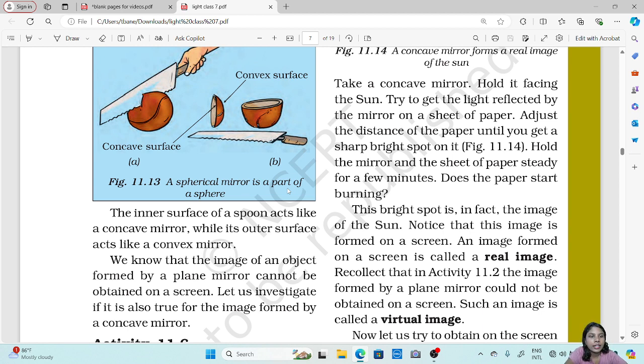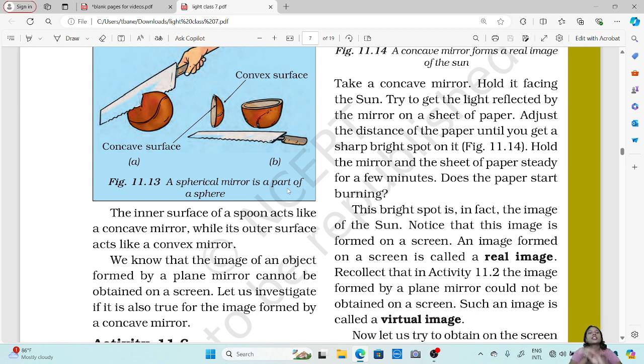Try to get the light reflected by the mirror on a sheet of paper. Adjust the distance of the paper until you get a sharp bright spot on it. Hold the mirror and sheet of paper steady for a few minutes. Does the paper start burning?